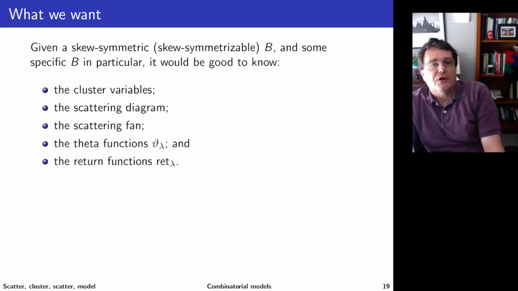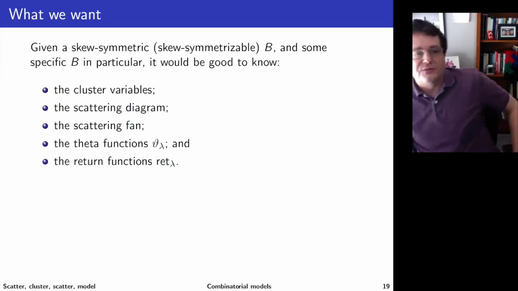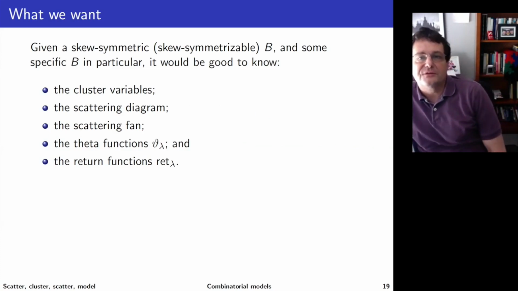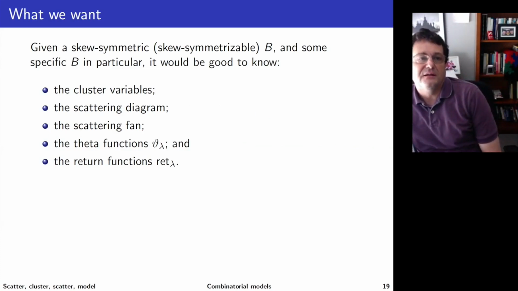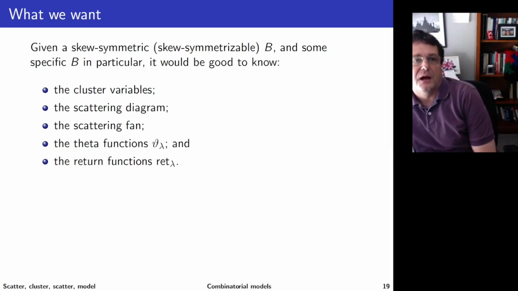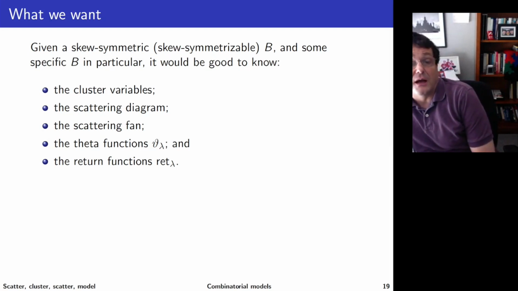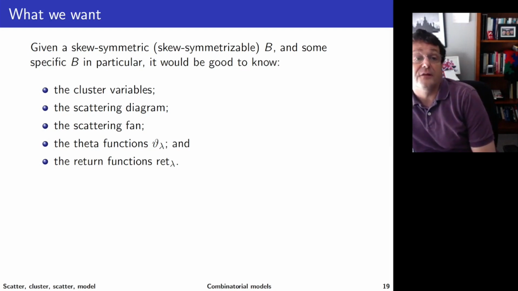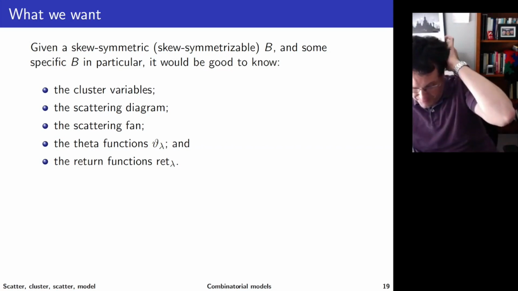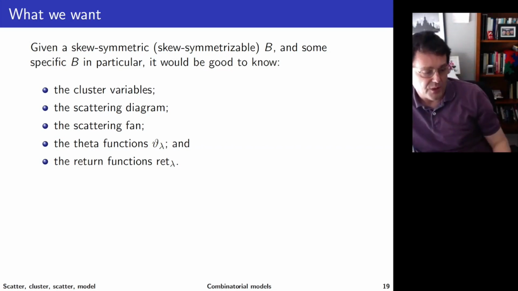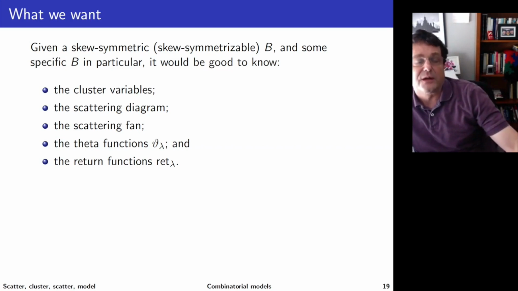Okay. So let me go on to combinatorial models. So just to recall, we have a skew-symmetrizable matrix B, some specific one. It would be good to know the cluster variables, the scattering diagram, the scattering fan, the theta functions, and the return functions. And so my research, even before I understood the good connection to physics or the possible connection to physics, was this is what I wanted to do anyway.